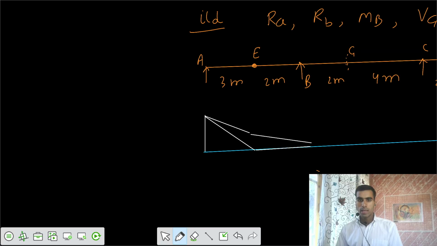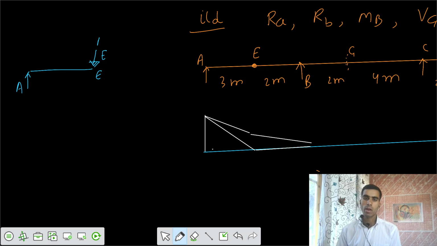So if I take that, let's apply the unit load at point E. If a unit load was at point E, I want to say what is the reaction at A.